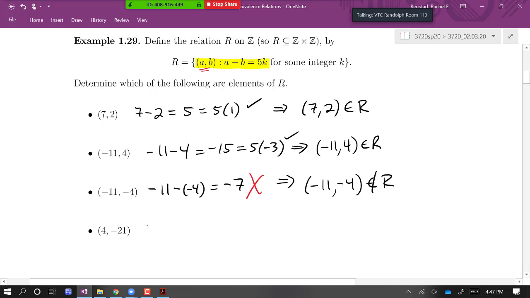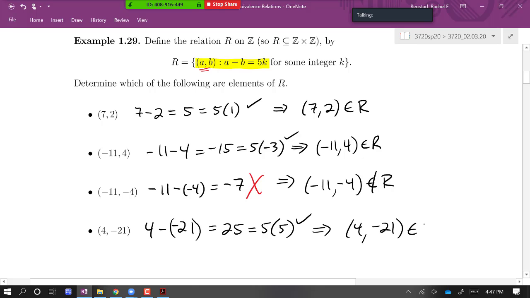For 4 and negative 21, again, just going to do the subtraction. 4 minus a negative 21 is plus 21, so that's 25. That's a multiple of 5. When I'm checking to see what's related to what, I definitely like to repeat myself, but I have to go back to how the relation is defined. Each one of these was simple: do the subtraction and do a quick check. We saw that 4 is related to negative 21.